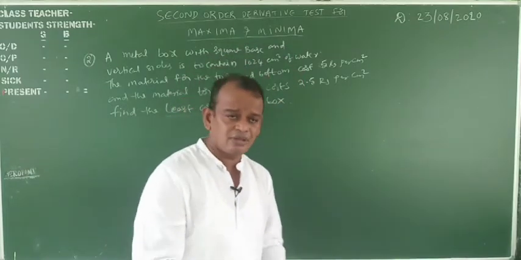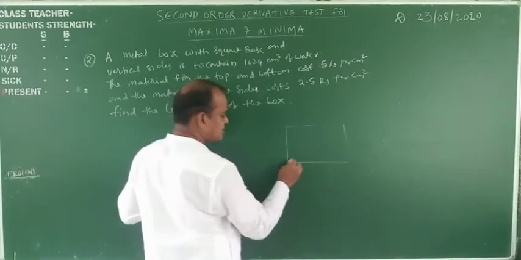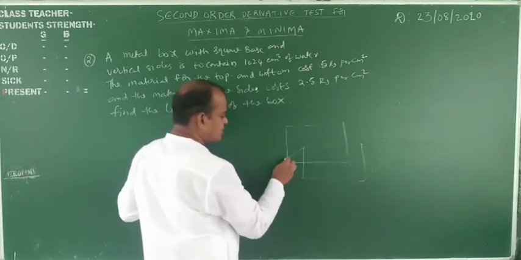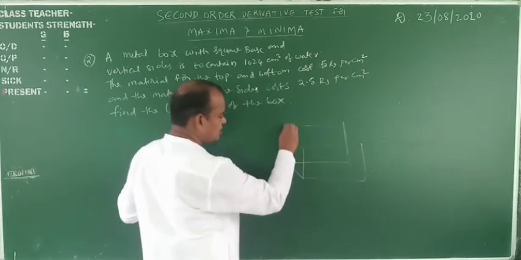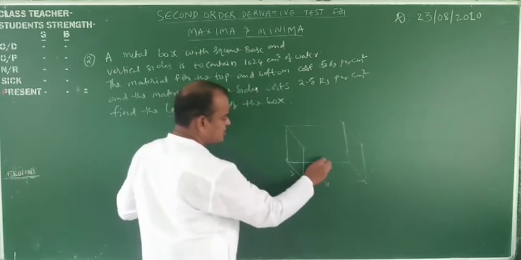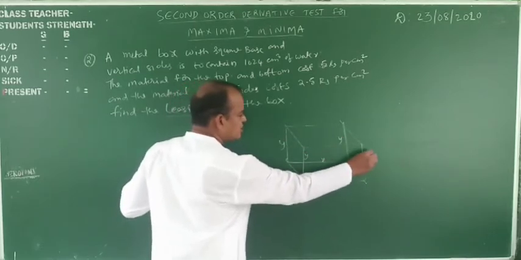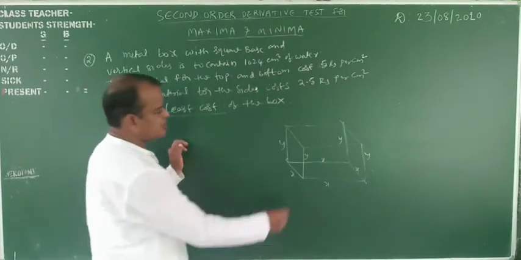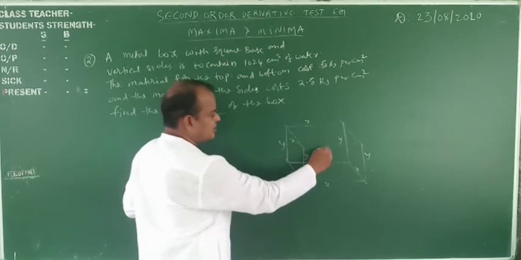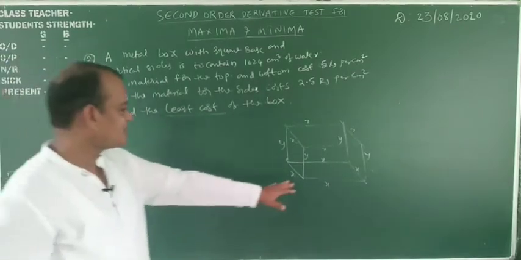Okay, my dear students. Now we will go into the same way. Here, this is x, this is x, this is x, this is x. This is y, this is also y, this is also y. Here x means this is also x, not open. Here x, here x, here x, here x also. Okay, my dear students. Top and bottom are the squares.